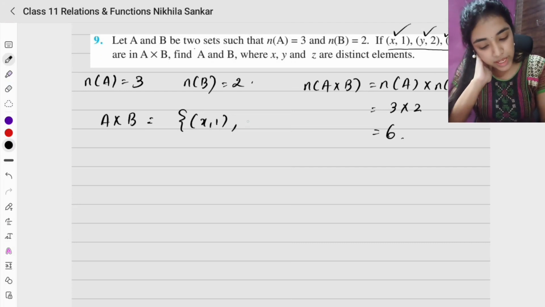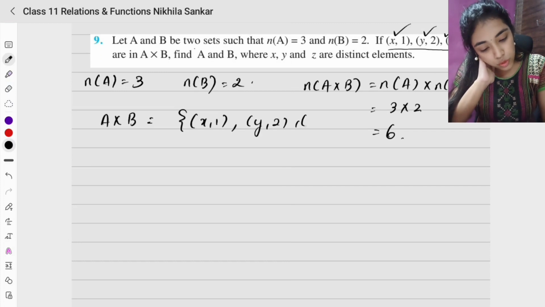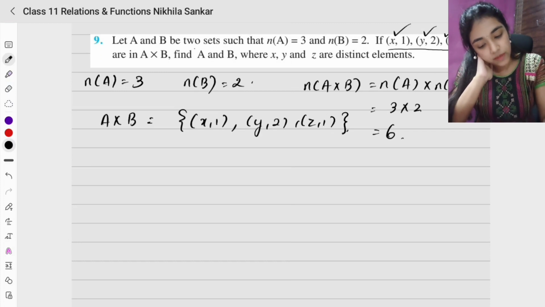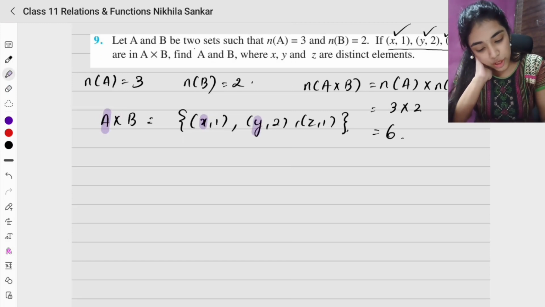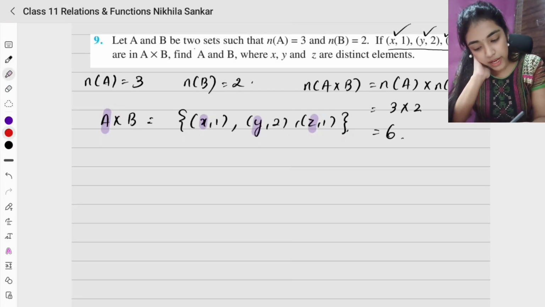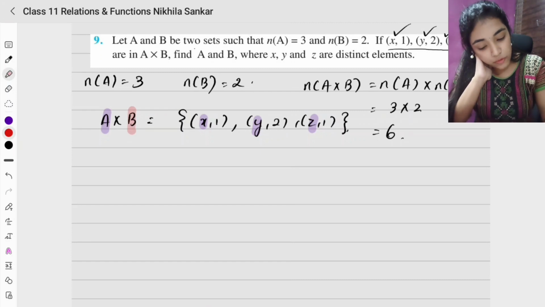Okay? So x-க்கு 1 கொடுத்திருக்கு, y-க்கு 2 கொடுத்திருக்கு, z-க்கு 1 கொடுத்திருக்கு. Okay. Now, what are the elements of A? A-ல இருக்கப்போறது, it is going to be the first element in the ordered pair. And whatever the elements of B are going to be are the second elements of the ordered pair.